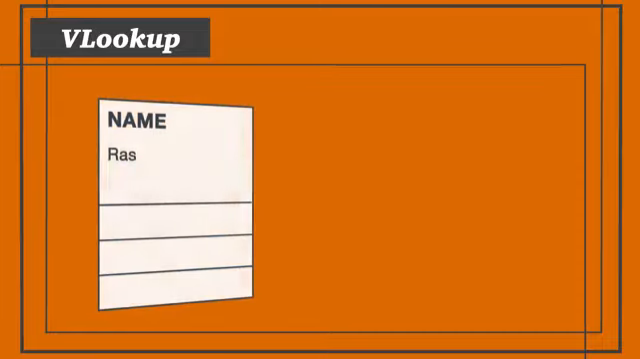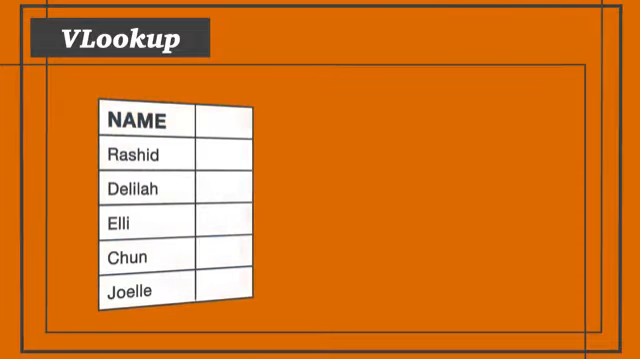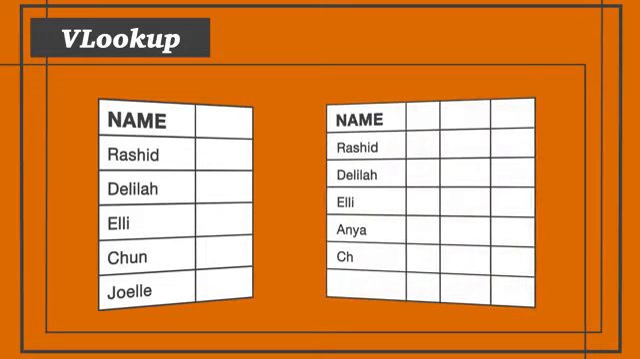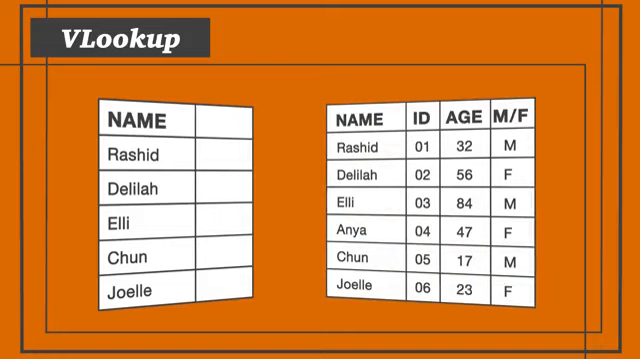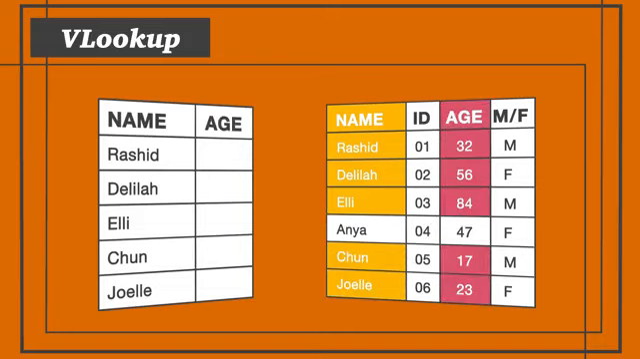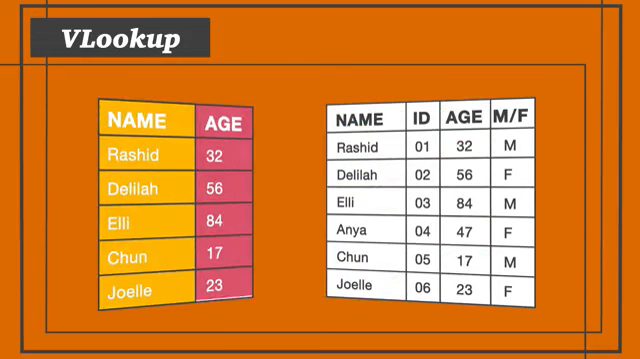For example, let's say I have a data set with a name on it. Now imagine I also have a data set that started with the same name, followed by a series of attributes related to that name. VLookup is going to allow me to look up the name in the second data set and then select which attribute or attributes I'm interested in pulling into my new data set.